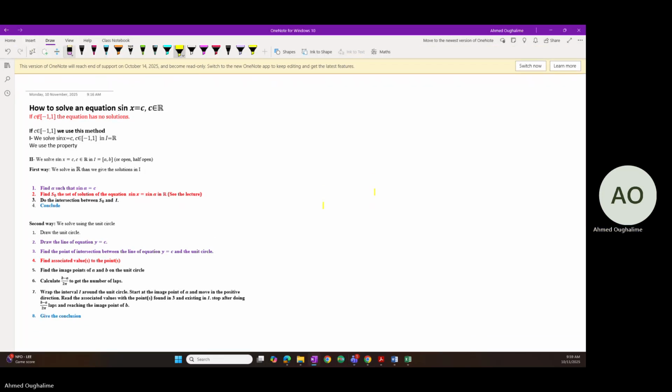We know that whatever x belongs to R, sin x belongs to [-1, 1]. Okay, so we write this way: sin x is more than or equal to -1, less than or equal to 1. So if I want to solve the equation sin x equal to c, if this number c is not in the interval [-1, 1], this equation would have no solution.